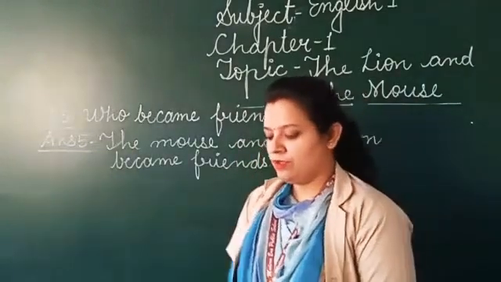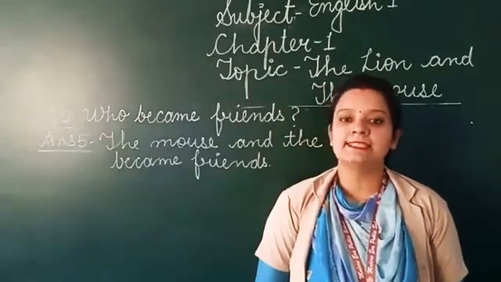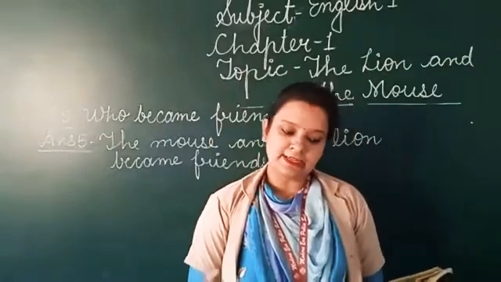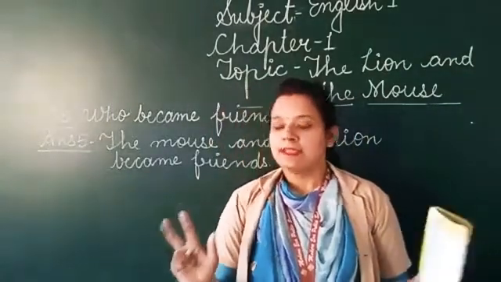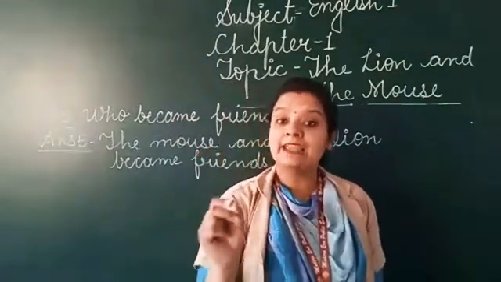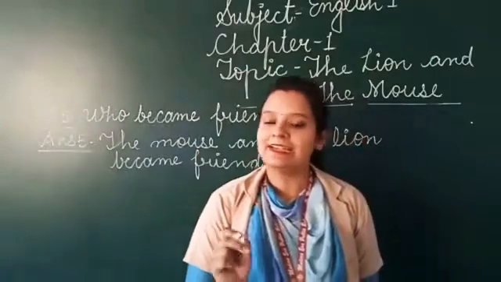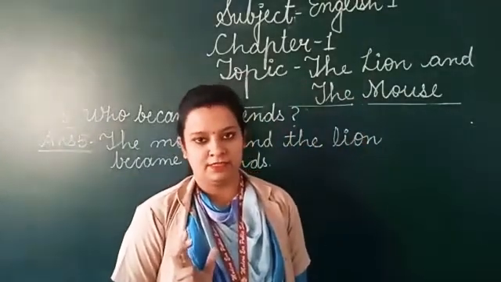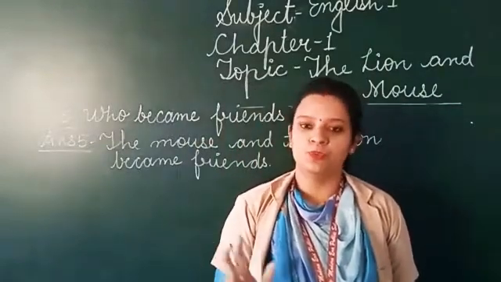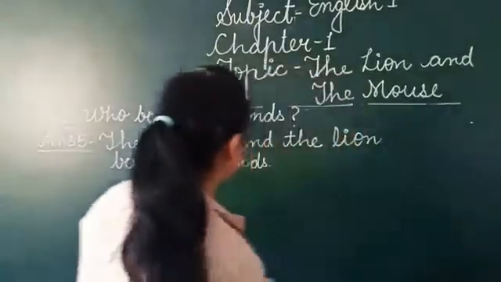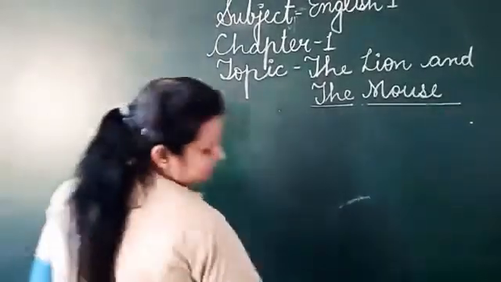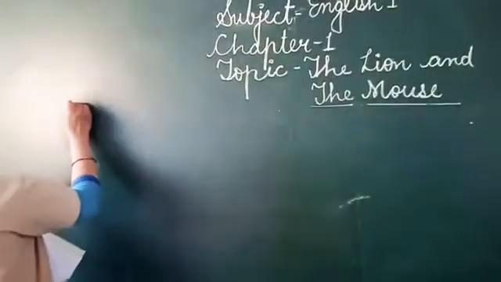Now it is time for the exercise E, and that is your true and false. Write T if the statement is true and F if it is false. Students, there are 4 statements, and you will write F for the false statement and T for the true statements. Means F stands for false and T stands for true. Okay, so let's start. Exercise E.